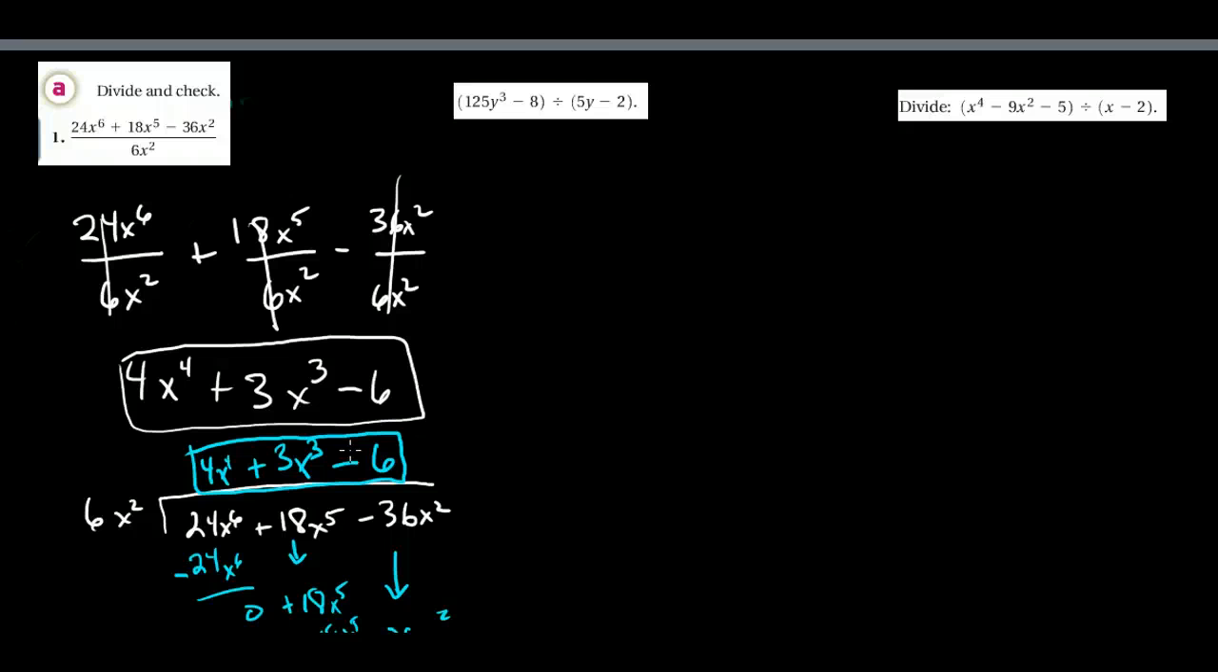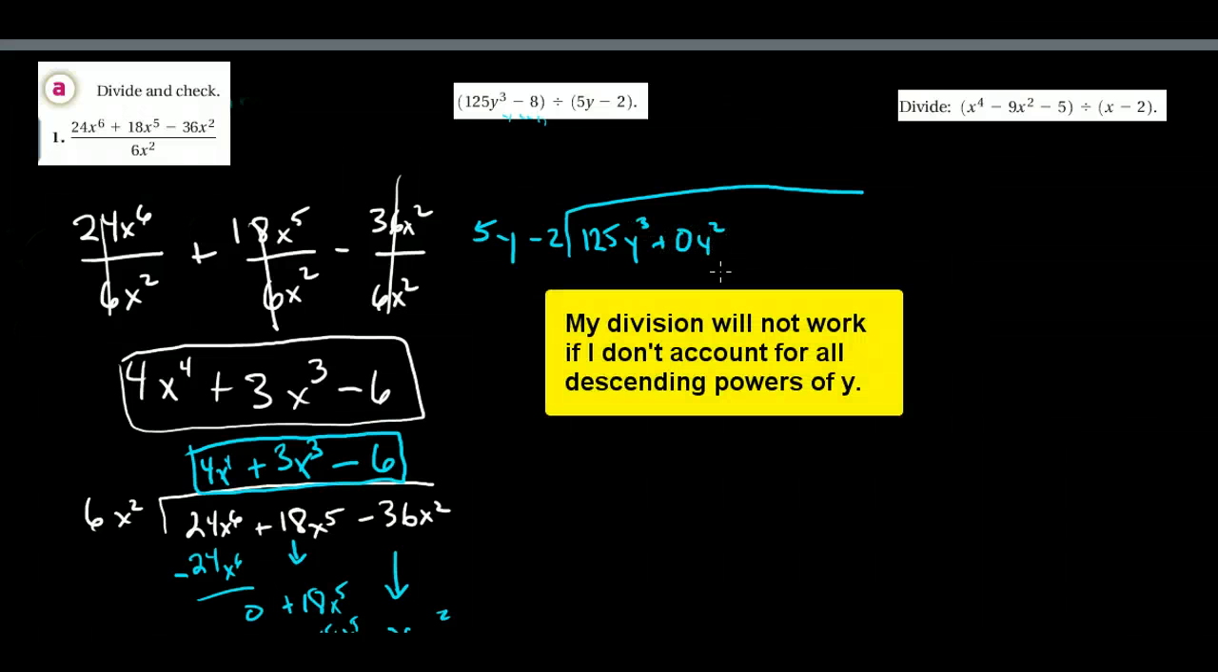Well, that's easy when you have a monomial divided into a polynomial, but here I don't have that luxury, do I? Also, when I'm setting up a long division problem like so, I have to account for all the different y degrees in between 3 and 0. So I have to do 125y to the 3rd power plus 0y squared plus 0y, and then now I have a negative 8.